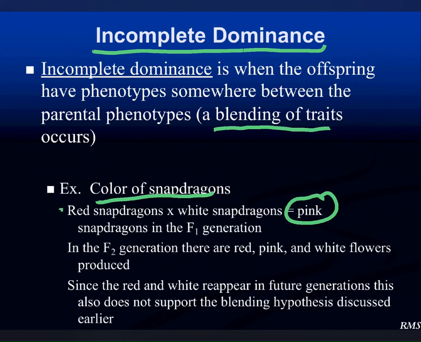If red was dominant, then the F1 should all be red. If white was dominant, then the F1 should be all white. But they blend together, so that results in pink snapdragons. But it's not completely diluted out. You don't lose those colors, because if you take two pink ones and cross them, in the F2 you can actually get red, pink, and white flowers coming back again. So it doesn't support the blending hypothesis, but it does show that there are traits that blend their characteristics together but can be separated back out again.